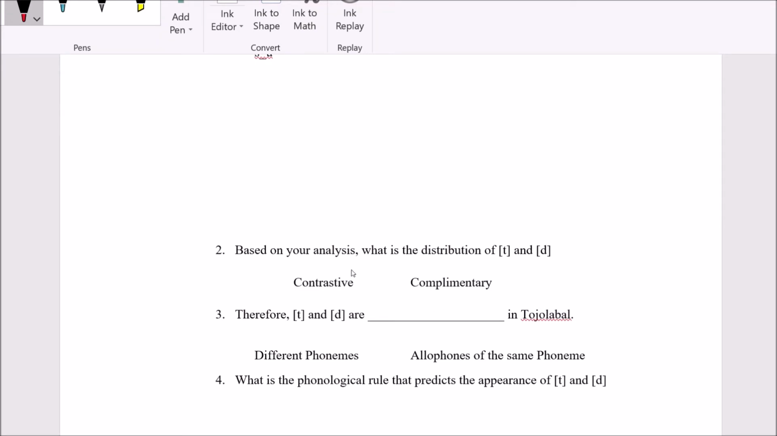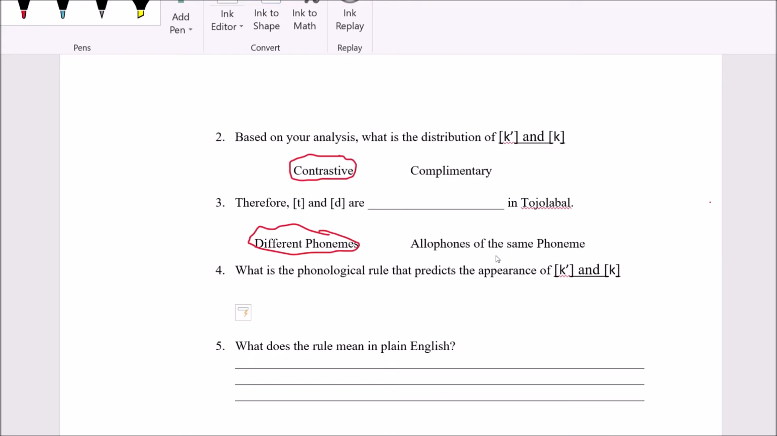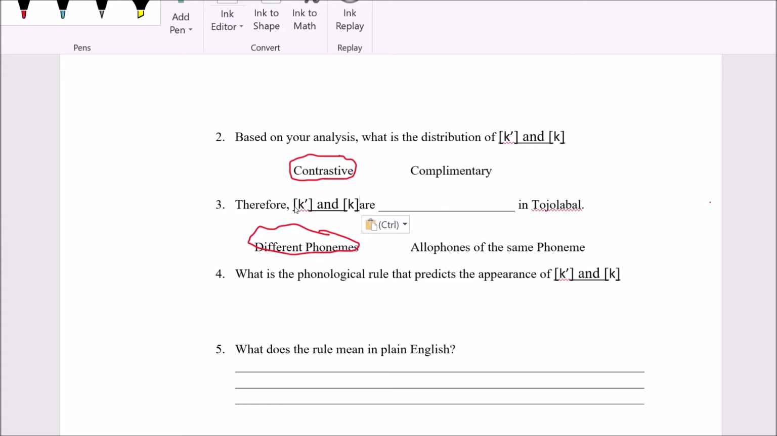Contrastive distribution, remember, means that the two sounds can exist in the same environment and create a difference in meaning. So when it's contrastive distribution, we know that they must be different phonemes in this language. Again, contrastive distribution means that they must be two separate phonemes, so that the phonemes distinguish meaning. They create a difference in meaning in the minds of the speakers, kind of like kai and gai in Thai.